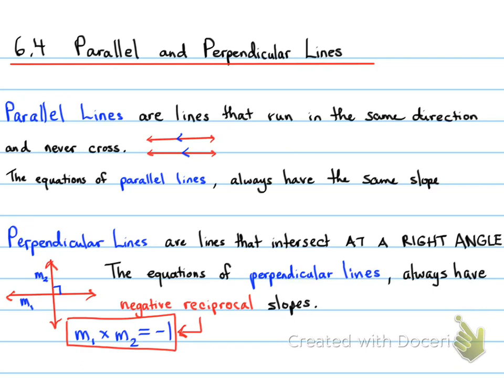Another way to think about it is by looking at the actual words. Negative reciprocal means that we change the signs of both of them. So if one was positive, the other one would be negative. And reciprocal means that one is the flip of the other. So we will look at examples that will refer to parallel and perpendicular lines.